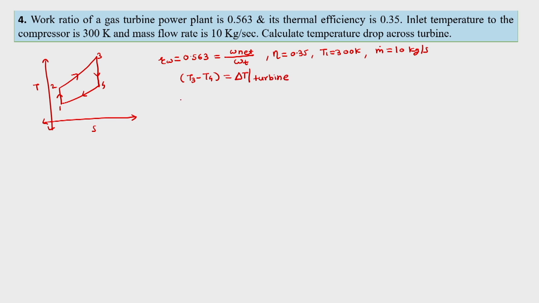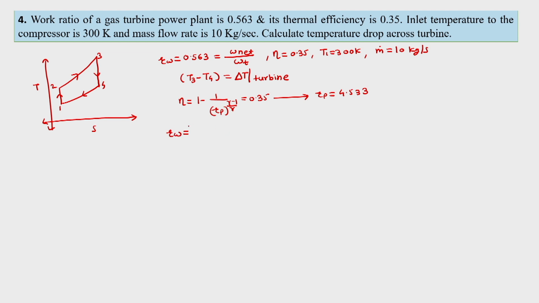So let us see, we can use directly the formula for efficiency: 1 minus 1 upon Rp raised to (gamma minus 1) upon gamma, and that is equal to 0.35. Using this we can find out Rp, and Rp turns out to be 4.533. So pressure ratio is known to us.